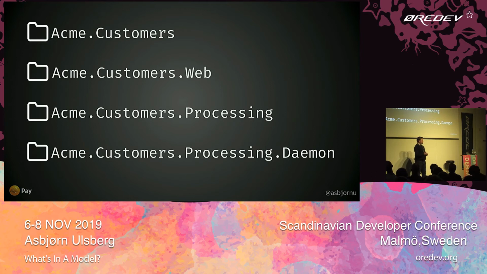So, in the daemon project, everything inside the customers and processing namespaces is shared and common. And to the processing project, everything inside the customers namespace is shared and common. And so goes for the web project.